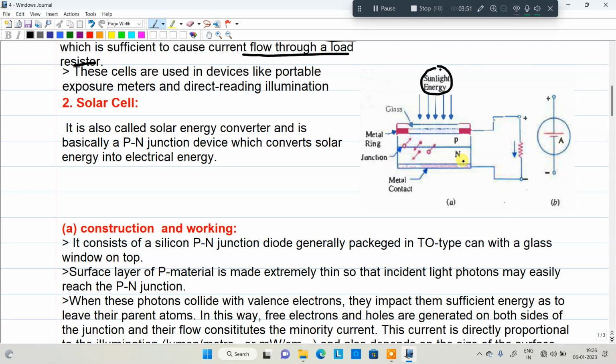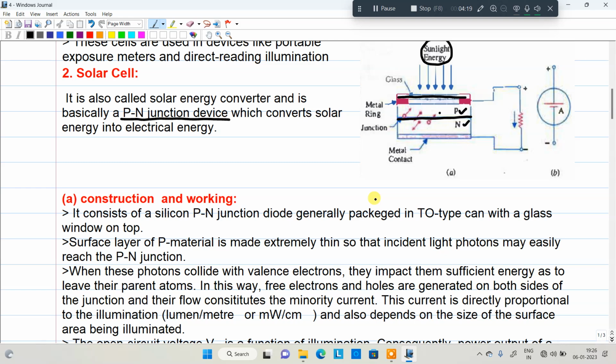It is basically a PN junction device, right? The solar cell is basically a PN junction device which converts solar energy into electrical energy. So look at this particular structure. We have one glass layer, and after that the metal as well as the P and N junction, and at the bottom a metal contact. In between we have a junction. This is a PN junction, this is the solar cell structure.